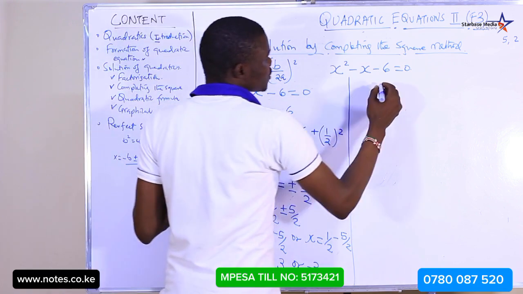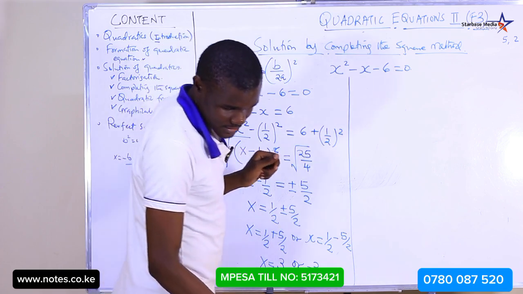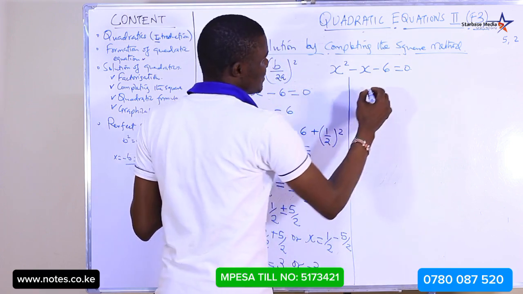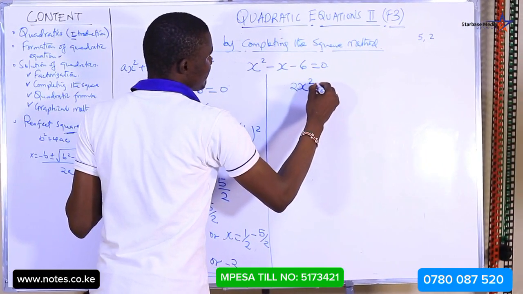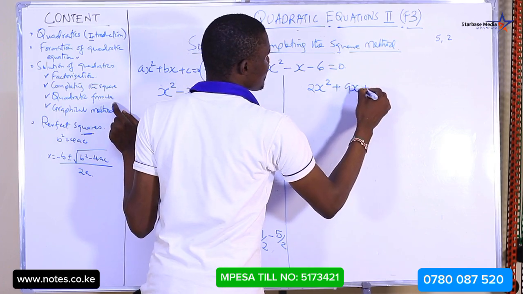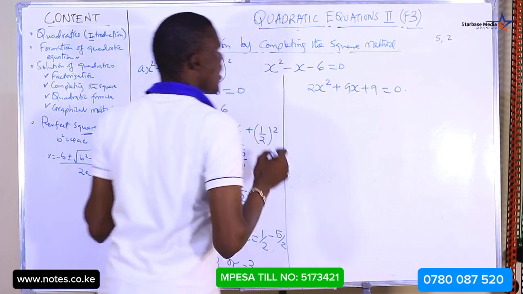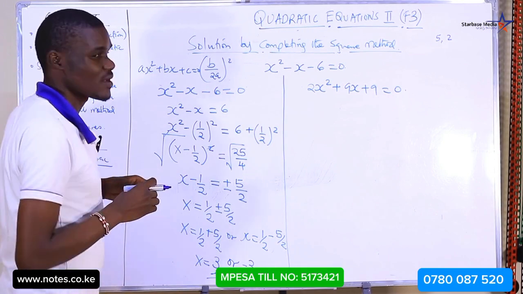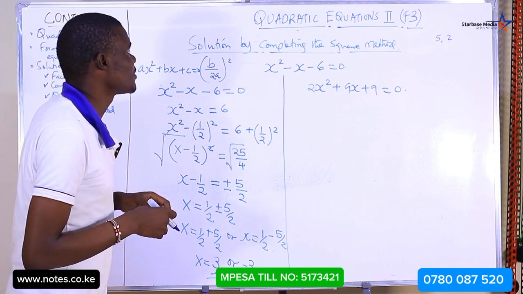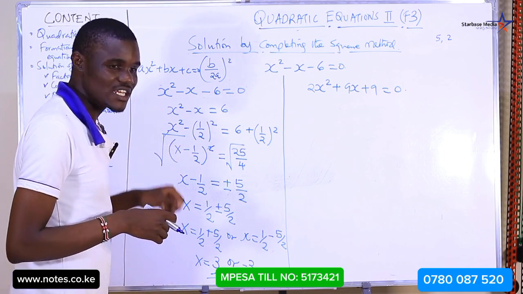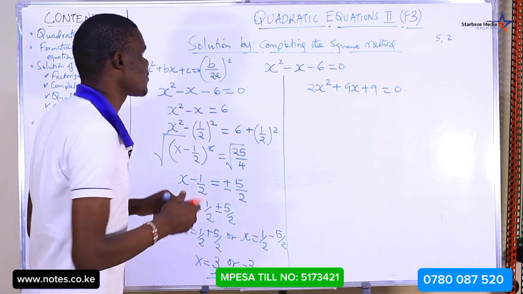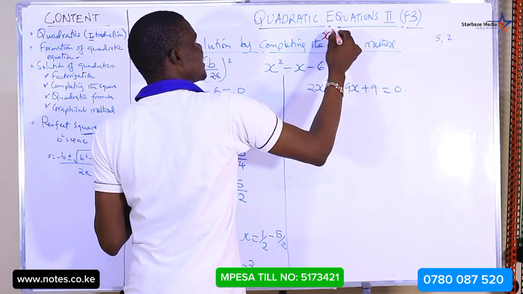For example, let us get an example here: 2x squared plus 9x plus 9 is equal to 0. How can we use the completing the square method to solve this? First of all, by simplification, ensure that the coefficient of x squared is 1. That is the key principle here. Always ensure that the coefficient of x squared is 1.